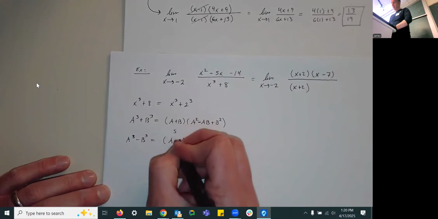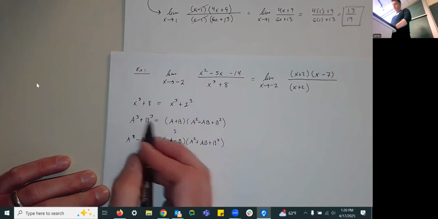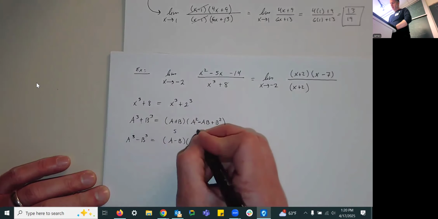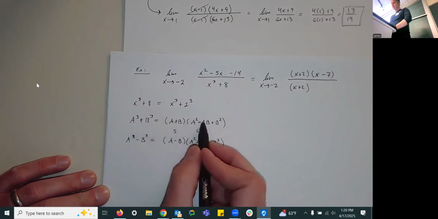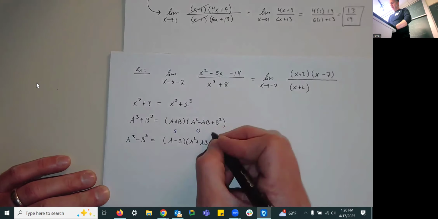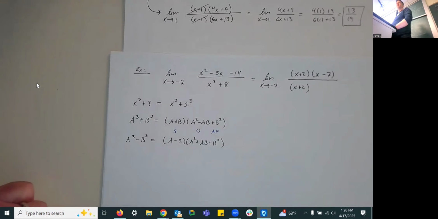S for the same sign. If it's a plus here, it's a plus here. O for the opposite sign. If it's a plus here, it's a minus there. If it's a minus here, it's a plus there. And AP for always positive.